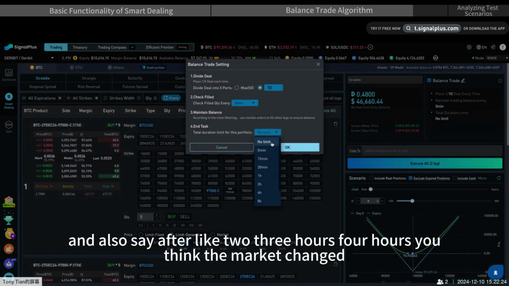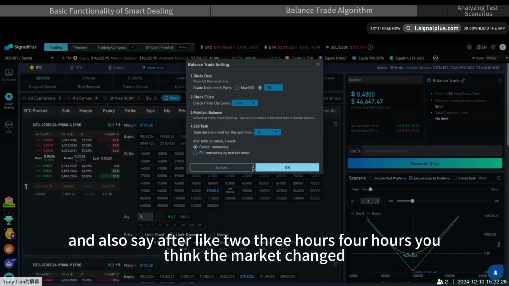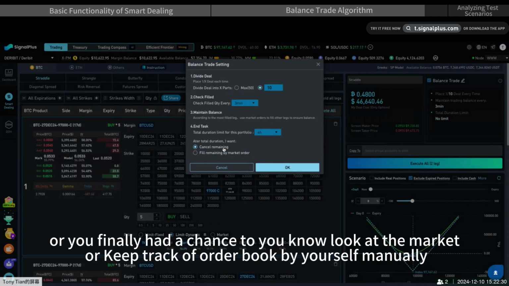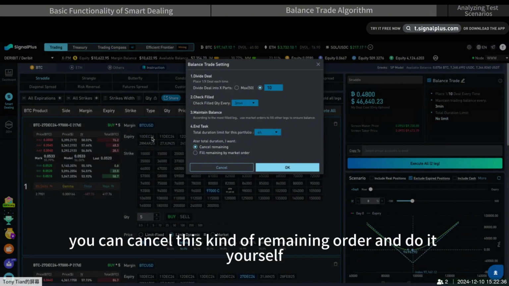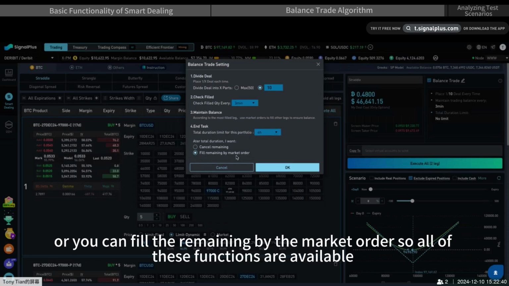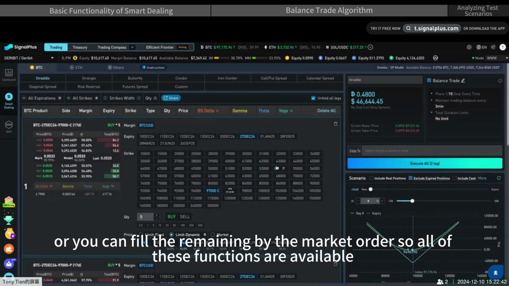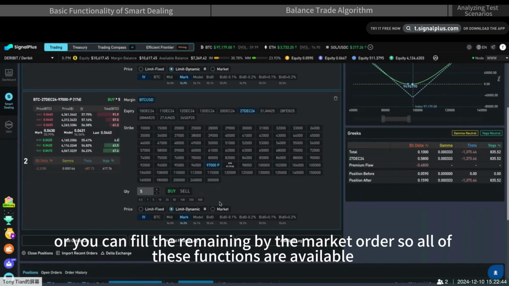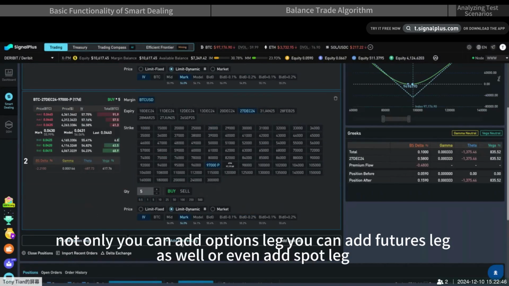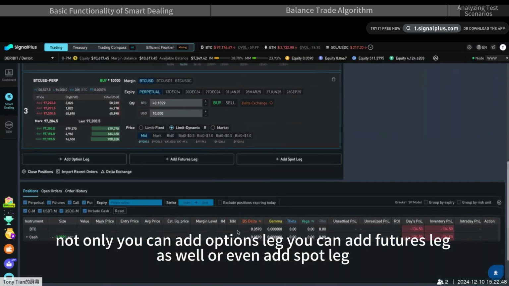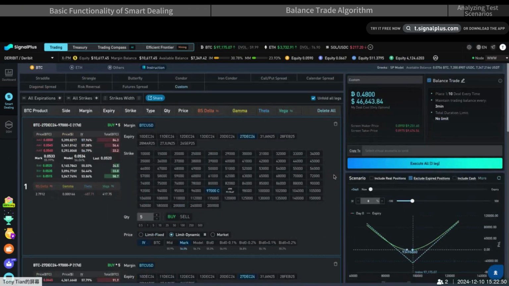And also say after 2-3 hours, 4 hours, you think the market changed, or you finally have a chance to look at the market or keep track of the order book yourself manually, you can cancel the remaining order and do it yourself, or you can fill the remaining by market order. So all of these functions are available. Not only can you add options legs, you can add futures legs as well, or even add a spot leg.